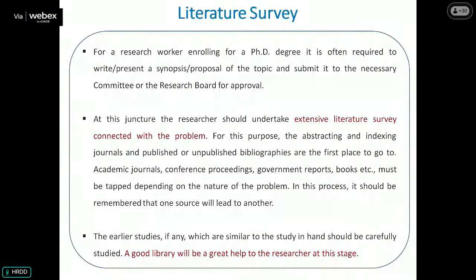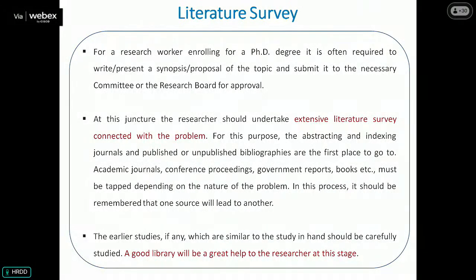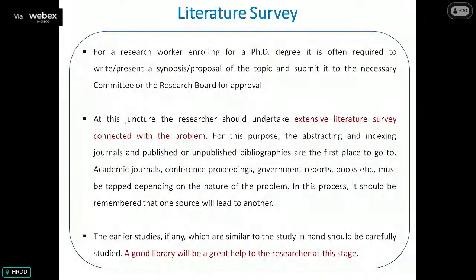For this purpose, the abstracting and indexing journals and published or unpublished bibliographies are the first place to go to. So the first place where you will go is the abstracting and indexing journals. So what are indexed journals? Research papers which are considered relevant and which have some respect, right? Those are indexed by some agencies like Scopus. Have you heard of Scopus Index? Clarivate gives the impact factors. Then academic journals, conference proceedings, government reports.